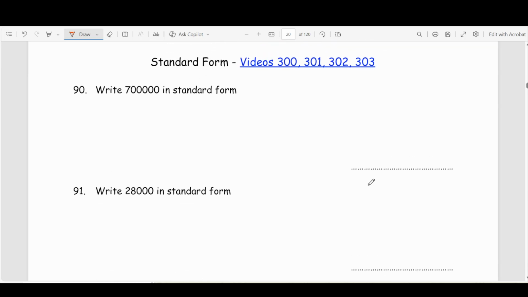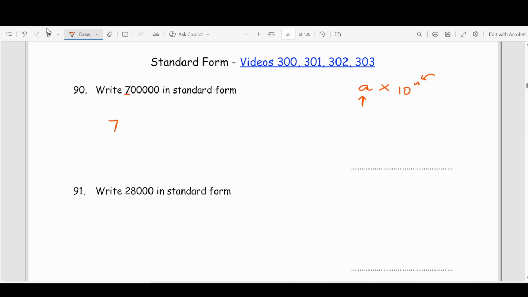Okay, next question is standard form. Standard form means we need to write it as a power of 10. Basically, first we need to write a non-zero number and 10 to the power of something would come. Suppose a is a non-zero number and n is some exponent. So here the non-zero number is 7, right? This number should be less than 10. Okay, one digit number we need to write always.